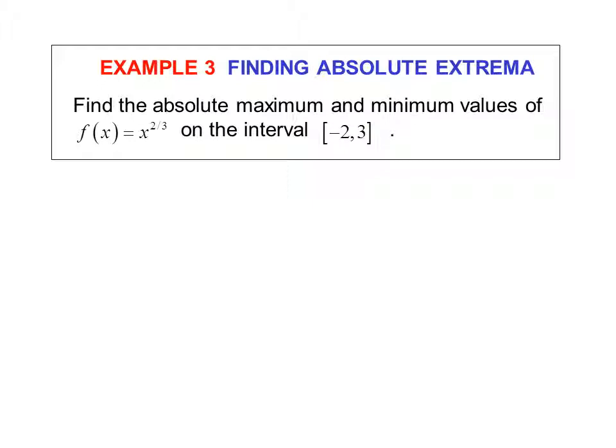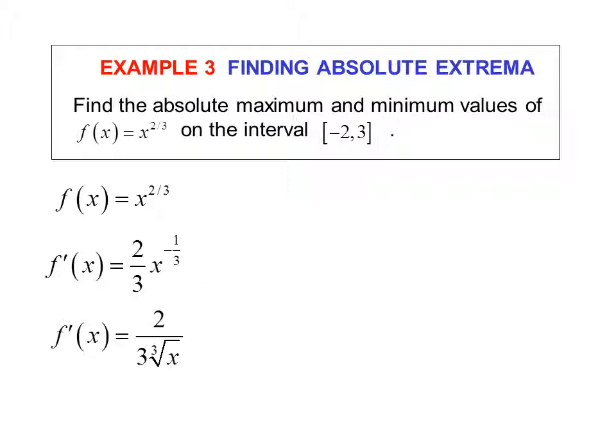Example 3, finding absolute extrema. Find the absolute maximum and minimum values of f of x equals x to the 2/3 on the closed interval -2 to 3. We start with f of x equals x to the 2/3. Use the power rule to get f prime of x equals 2/3 x to the -1/3, which we could rewrite as f prime of x equals 2 over 3 cube root x.